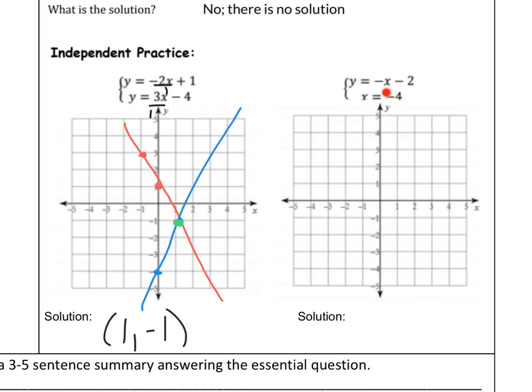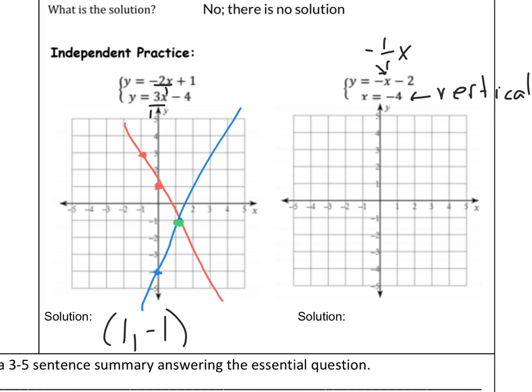I'm going to give you another hint. We have a negative x. That's like a negative 1 over 1x. We can use that to help us with our slope. Equation, x equals -4, that's actually a vertical line at -4 on the x-axis. I'm going to help you graph that second equation.